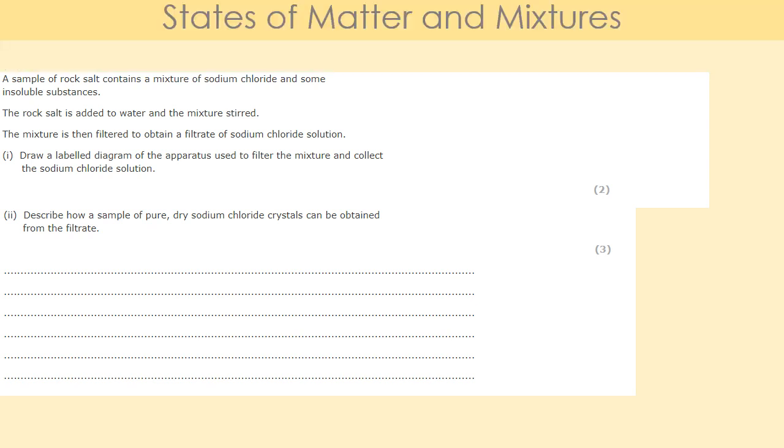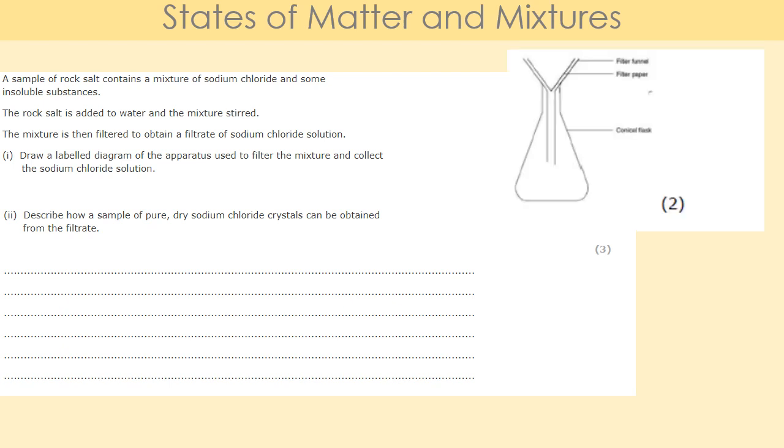So you should now only be watching if you've answered the question. Our first bit, the labelled diagram, we've got it here. We have our funnel, paper, and a conical flask. So we've got a funnel, the key part is the filter paper, and then we've got a flask or beaker.